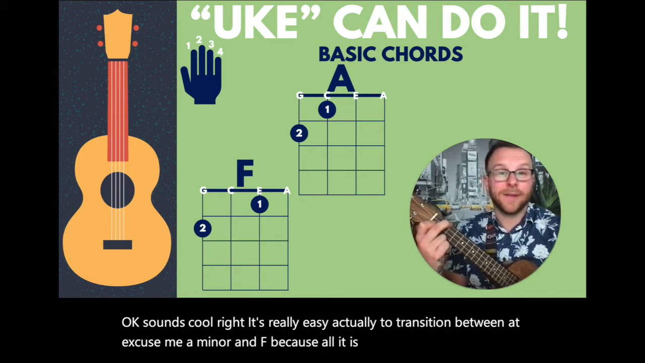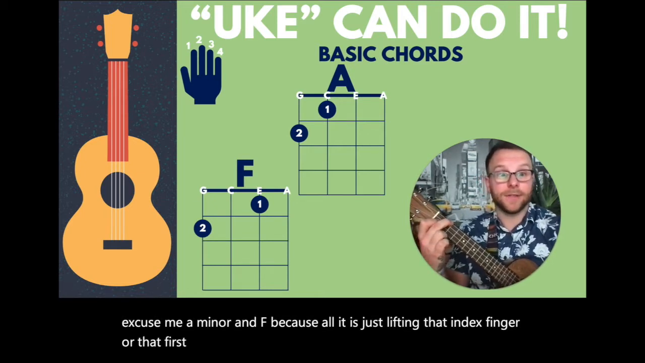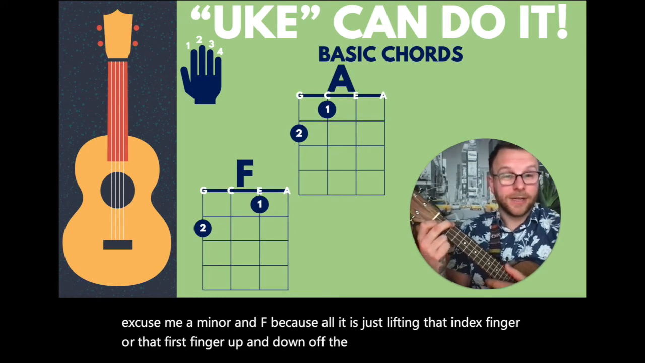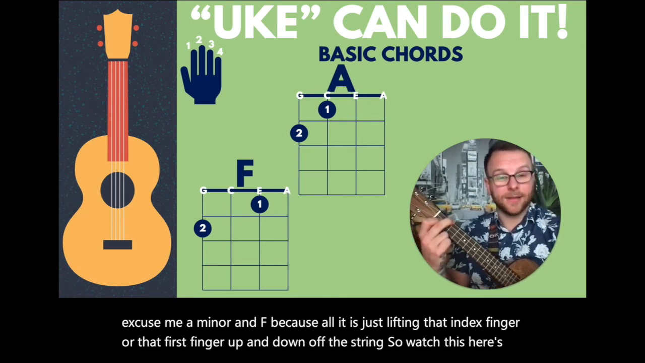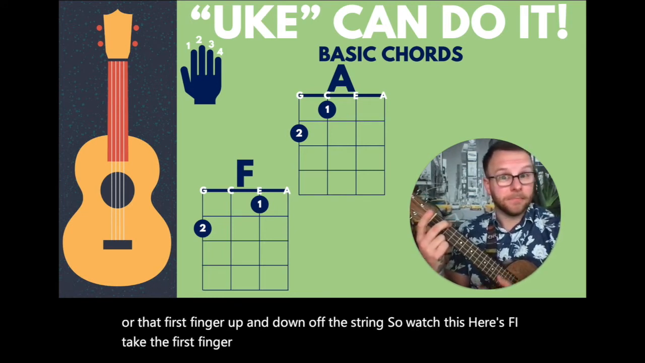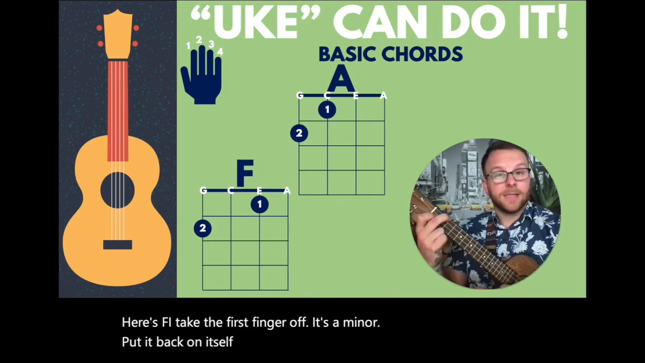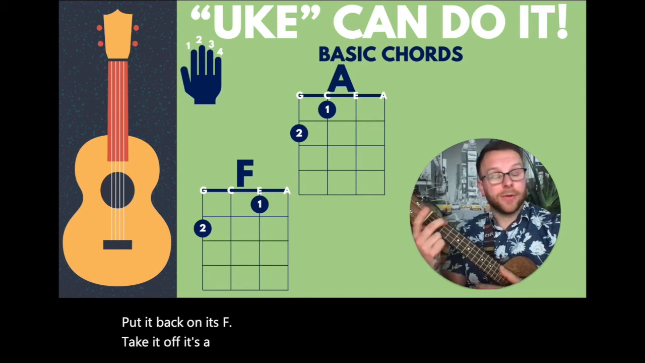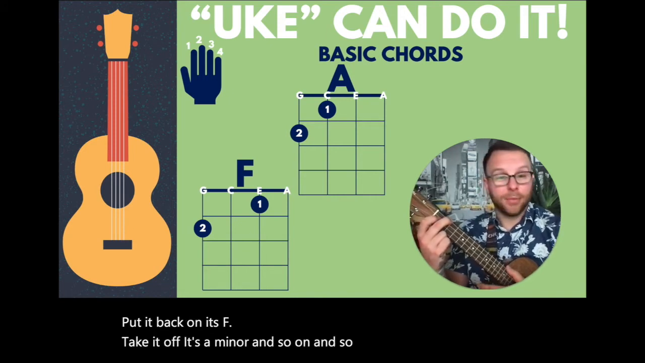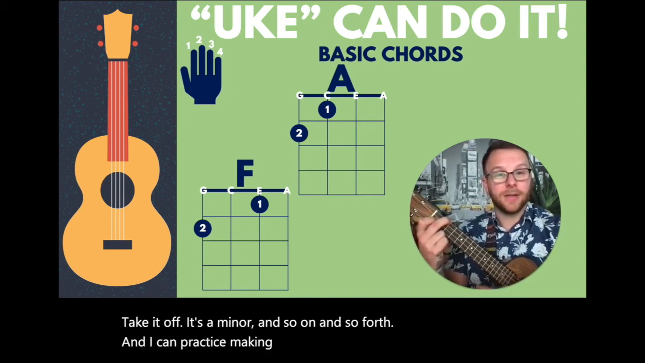It's really easy actually to transition between A minor and F, because all it is just lifting that index finger or that 1st finger up and down off the string. So watch this. Here's F. I take the 1st finger off, it's A minor. Put it back on, it's F. Take it off, it's A minor. And so on and so forth. And I can practice making that transition as slow as I need to, okay?